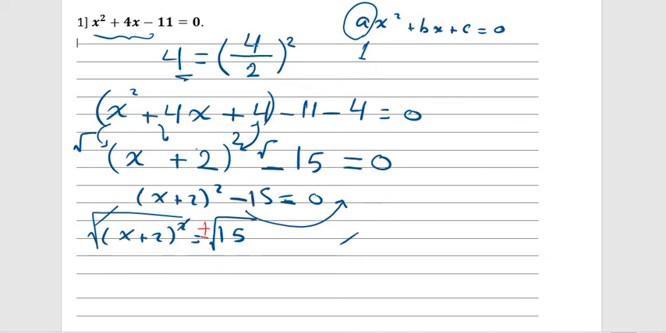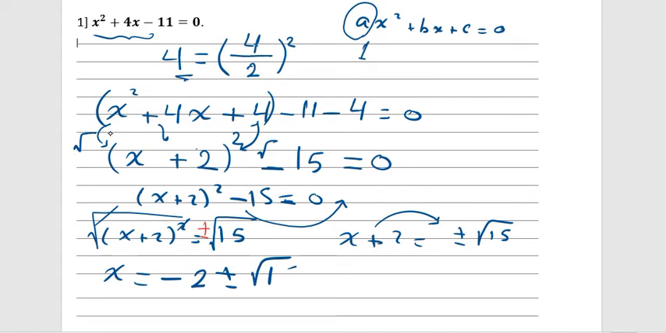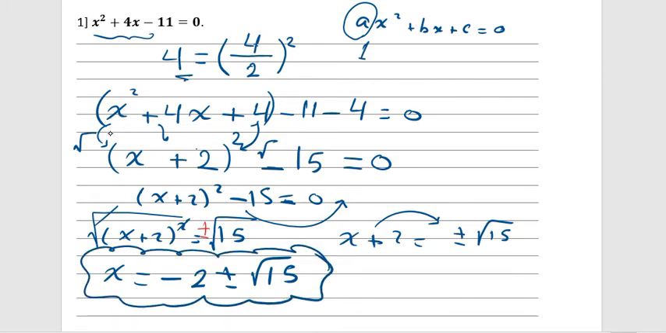Then cancel power 2 with the square root. It will be x + 2 = ±√15. Then move positive 2 to the other side, it will be x = -2 ± √15. So we have two solutions: x = -2 + √15 and x = -2 - √15. And this is the final answer for this question.